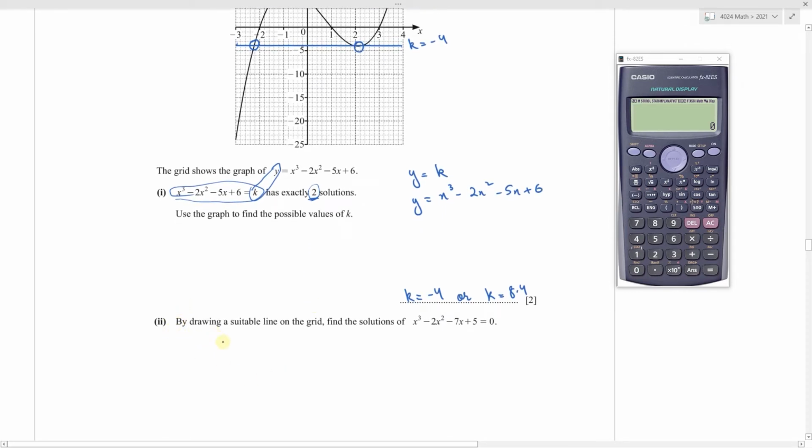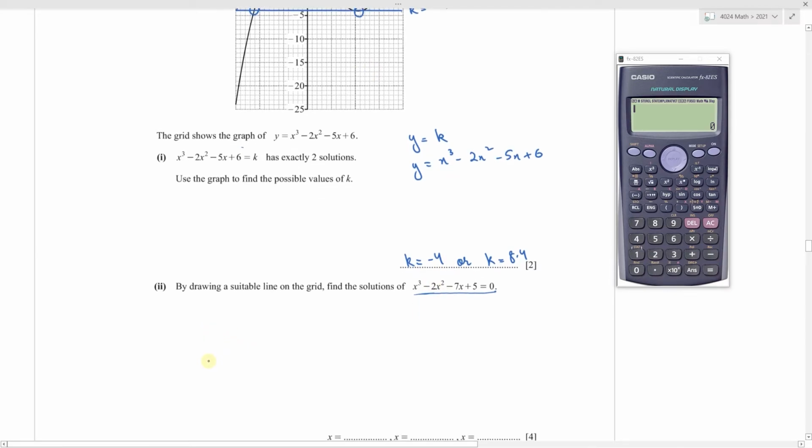Part 2 is by drawing a suitable line on the grid, find the solutions of this equation. So this looks pretty similar to the equation you're given here. Because I'm given the graph for this equation already, I have to draw another line to find the solutions of this equation, x cubed minus 2x squared minus 7x plus 5 equals 0. So let's first try to convert this into this form so that I have one graph already given to me and I can draw the other graph.